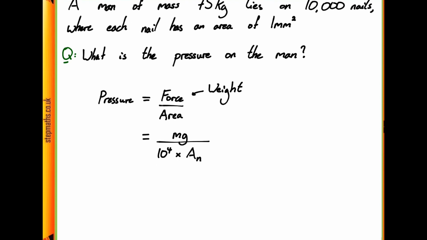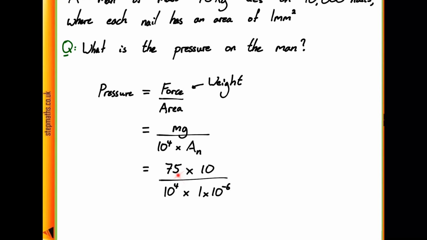So, of course, we can just go ahead and substitute in the value of mass, 75 kilograms, and this value of g, 10 newtons per kilogram, or 10 metres per second squared, whichever you prefer. And then we can substitute in the area of each nail, which is 1 millimetre squared, which is the same thing as 1 times 10 to the minus 6 metres squared. It's worth noting here that we've converted to metres because it's best to always use SI units, or standard units. It is handy to know some conversions, so it's good knowing that 1 millimetre squared is just 1 times 10 to the minus 6 metres squared.